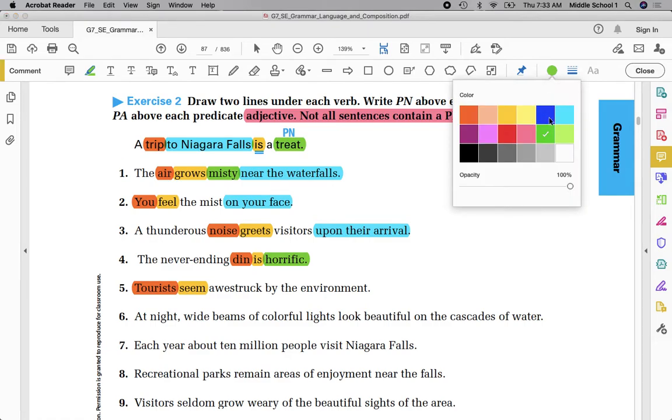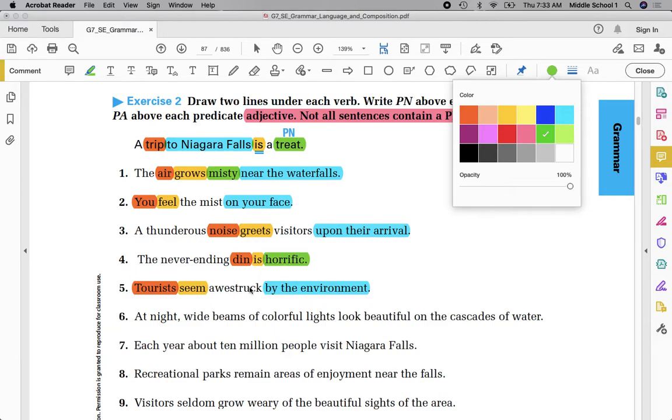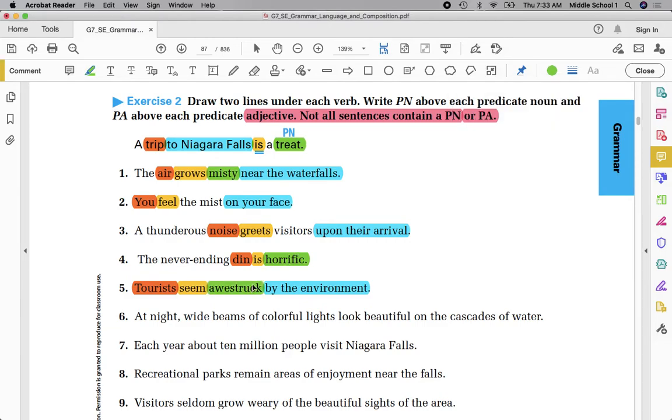Tourists seem awestruck by the environment. Prepositional phrase. So this is the word here. Tourists is or tourists are. It's plural. Tourists are awestruck. Is that a noun or an adjective? That's an adjective. Predicate adjective. Can you substitute is or are? If so, it is a linking verb. If you cannot, then it's not going to be a subject complement, predicate noun, or predicate adjective.